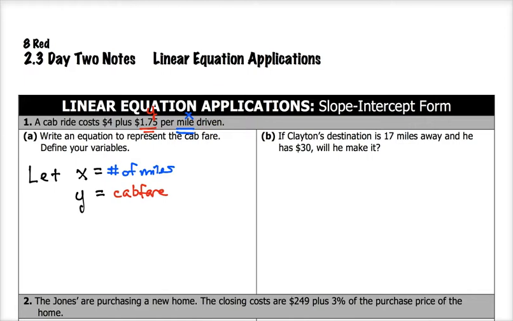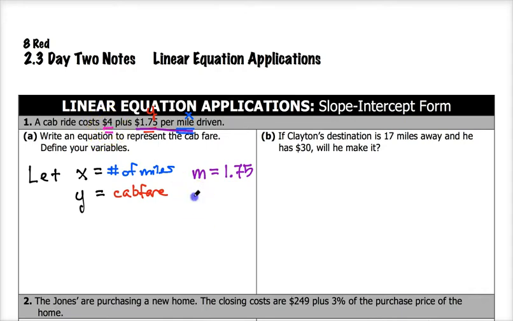Let's now think about what this all means together. So $1.75 per mile is our rate of change. Another word for rate of change is slope. The rate of change of a line is simply its slope. So this $1.75 is simply our m value if we're talking about linear equations. It's our slope. The $4 is what we call a flat fee, meaning we pay this no matter what, no matter how many miles we've driven. This is our starting cost.